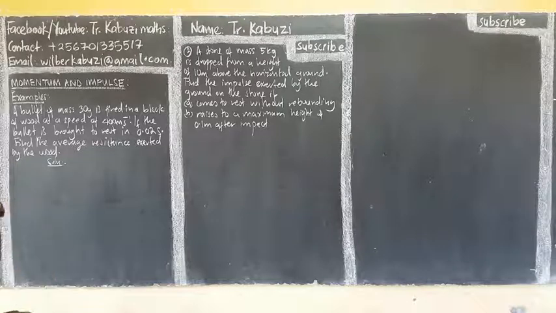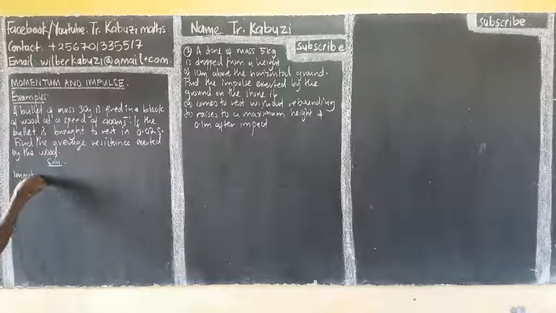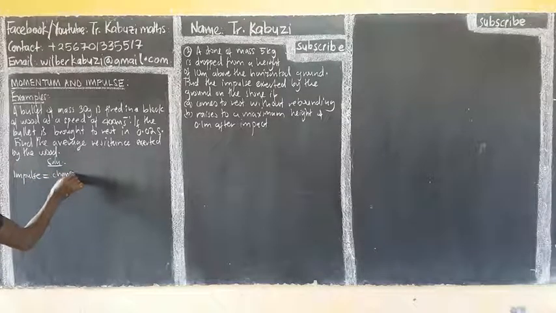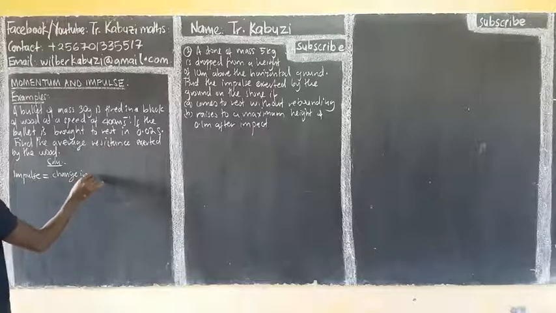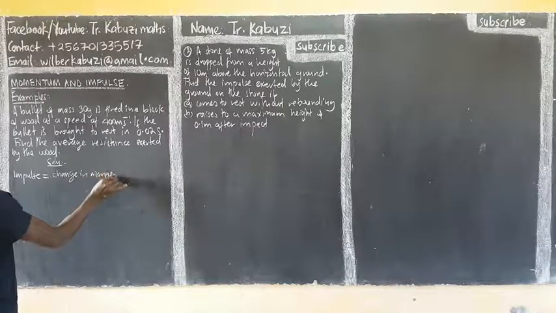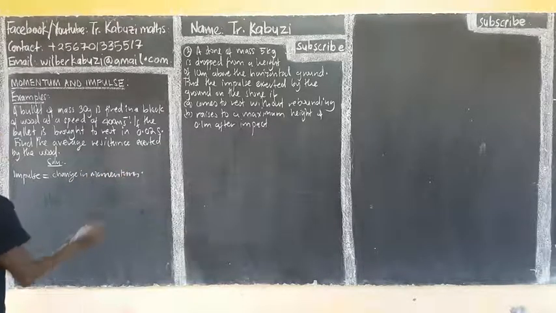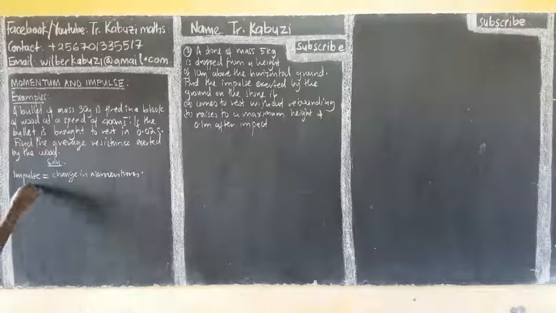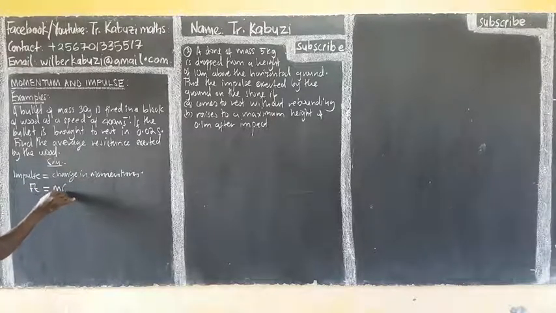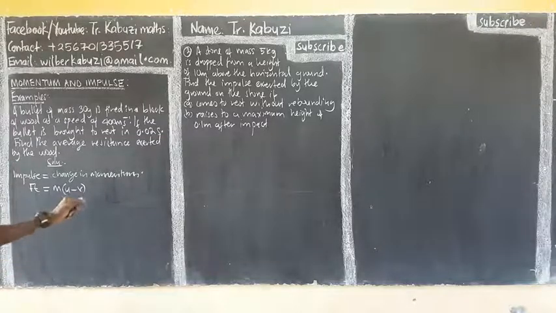What do we know? Our impulse is equal to change in momentum. Our impulse is going to be Ft, the constant force, is equal to change in momentum, which we are going to say U minus V this time. This is also the change in momentum.